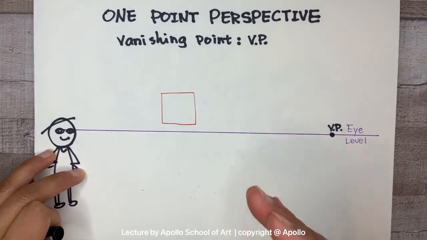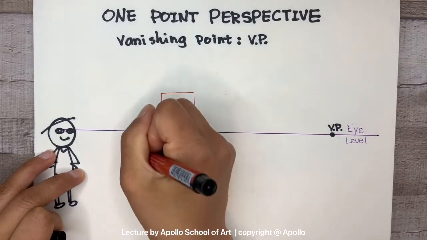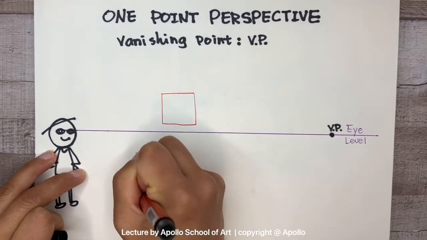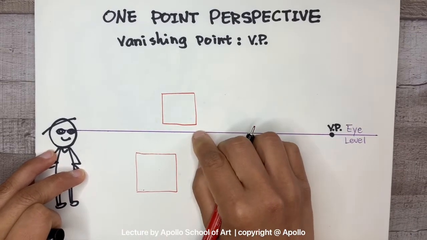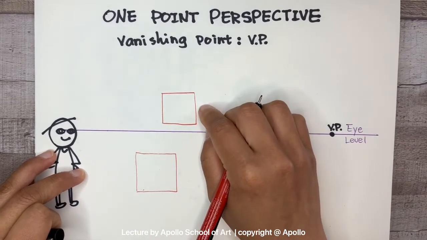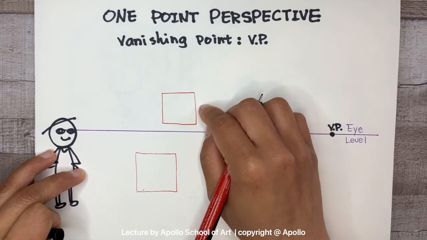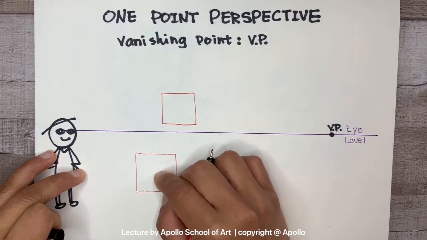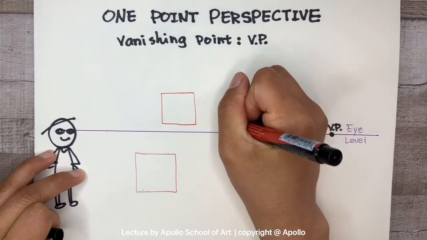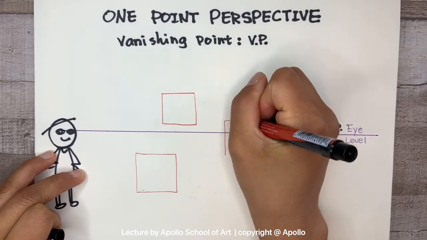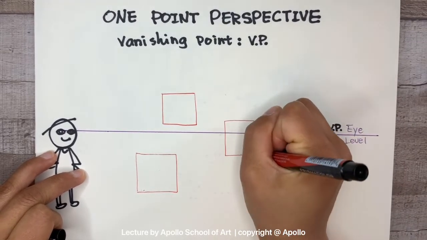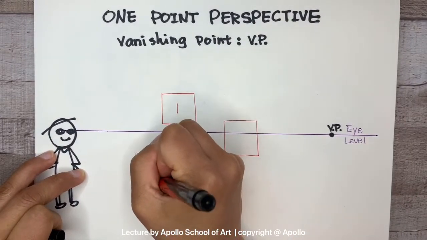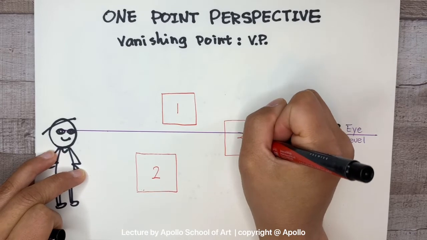It can be the diagonal, okay? So it has to be 90 degrees. I want you to practice three, okay? So one is above the eye level. One is below the eye level. And one has to be on the eye level. So we have one, two, and three.